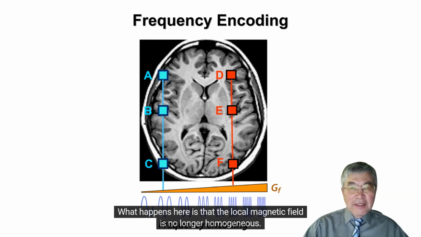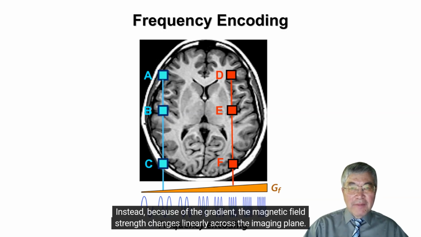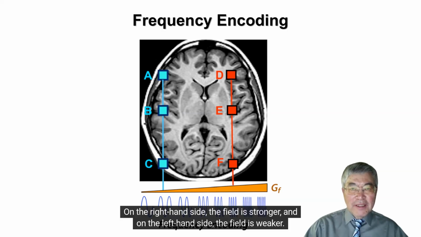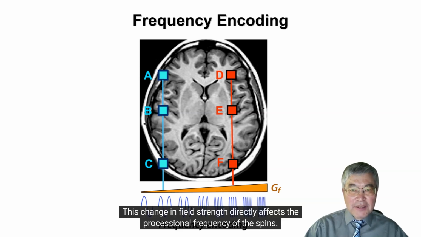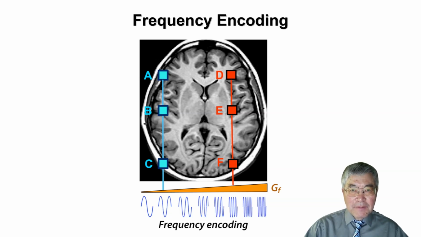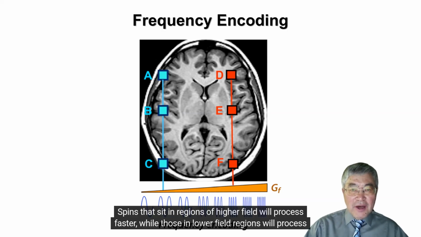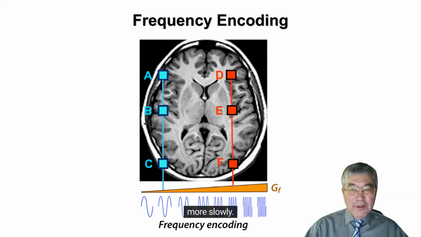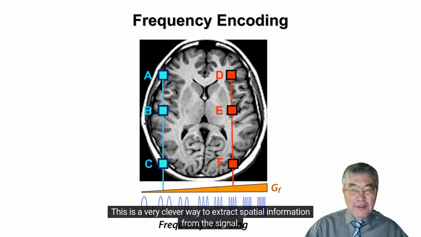What happens here is that the local magnetic field is no longer homogeneous. Instead, because of the gradient, the magnetic field strength changes linearly across the imaging plane. On the right-hand side, the field is stronger, and on the left-hand side, the field is weaker. This change in field strength directly affects the precessional frequency of the spins. Spins that sit in regions of higher field will precess faster, while those in lower field regions will precess more slowly. This is a very clever way to extract spatial information from the signal.